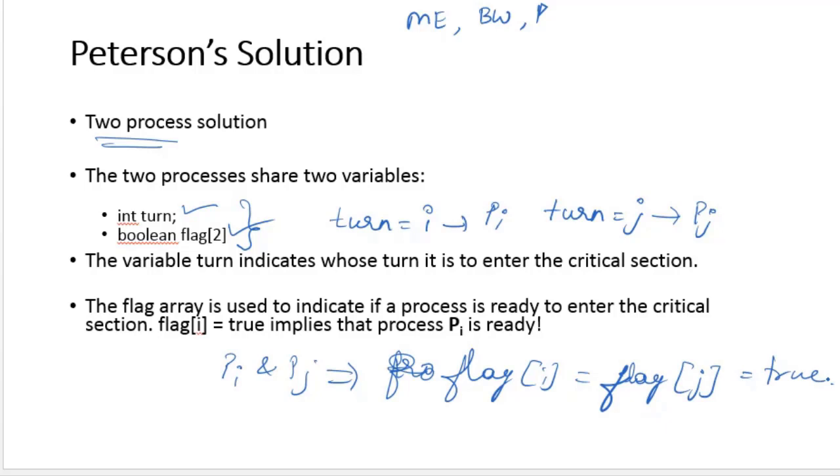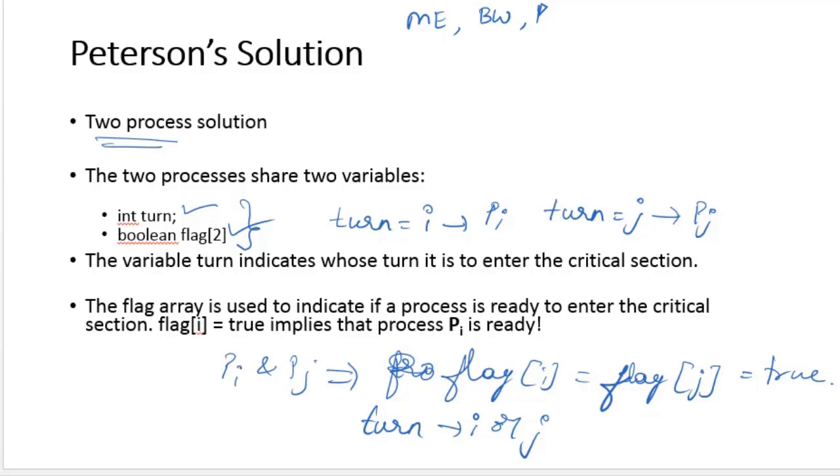If both processes try to enter the critical section at the same time, they will also need to set the turn value. Turn value should be set to either i or j. And if both try to write on turn at roughly the same time, only one of these assignments can be retained, the other will be overwritten. So based on the turn value, it can be decided which process will enter the critical section.